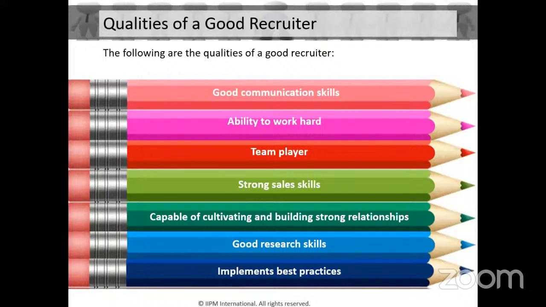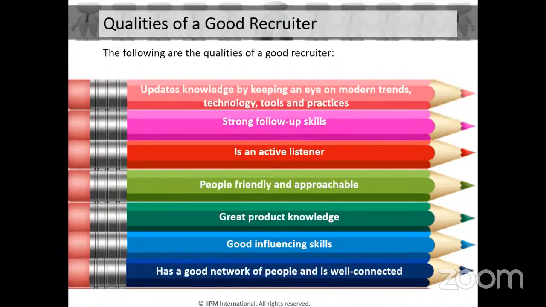Another one is implementing best practices. Remember, we talked about, not with me in particular, but with IIPM, you were taught about HR ethics, right? So as human resource professionals, we need to implement best practices, okay? We should be able to update knowledge by keeping an eye on modern trends, technology, tools, and practices. We should find out how people are getting results now. How are people getting more efficient and productive in what they are doing, human resource-wise? This is something we need to look into.